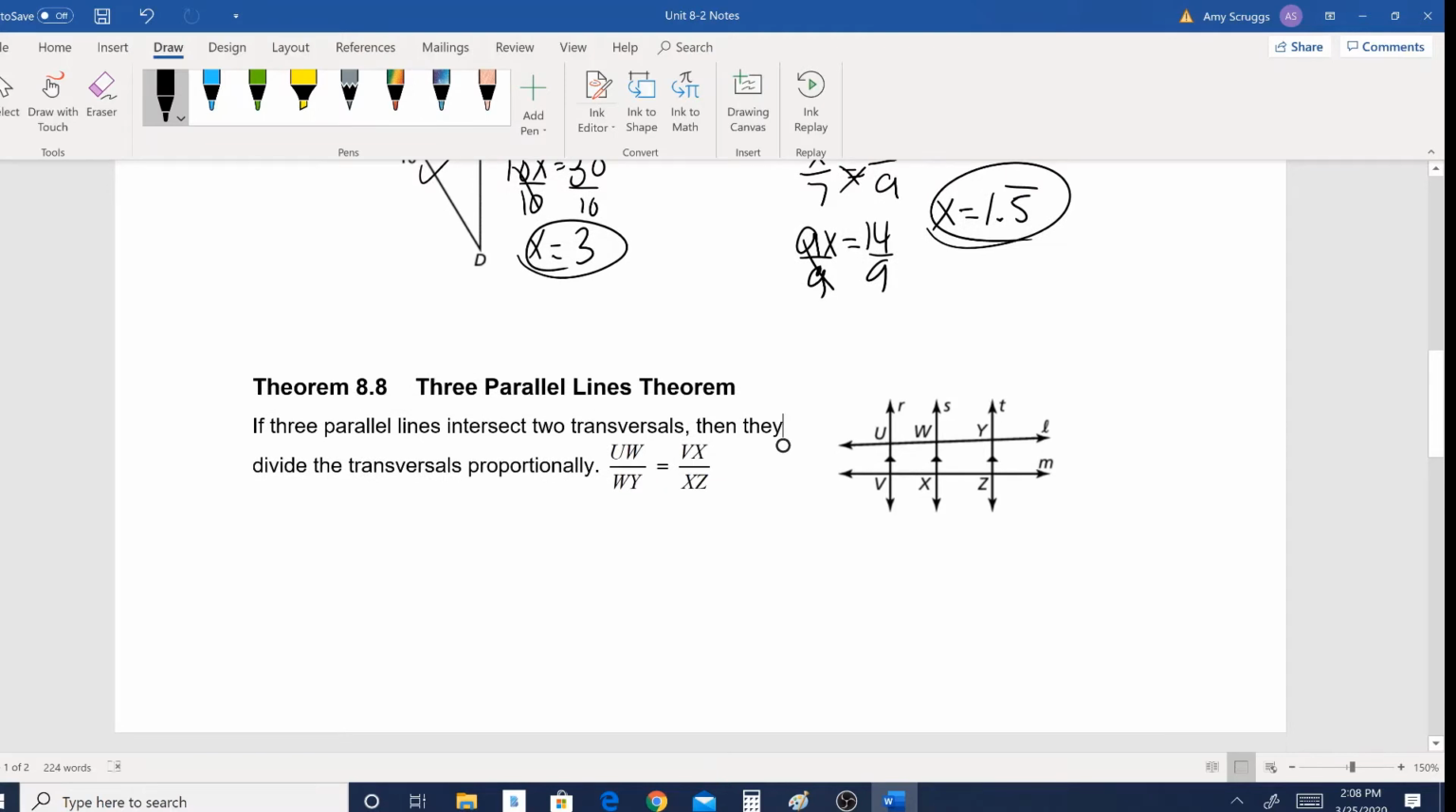Okay, the 3 parallel line theorem. This is almost exactly the same as the triangle theorem. It just says that if there are 3 parallel lines that intersect 2 transversals, now remember, a transversal is just a line that's intersecting another line, then they divide the transversals proportionally. So that's just a lot of wording, meaning that all of this stuff right here, all of this is proportional to one another.